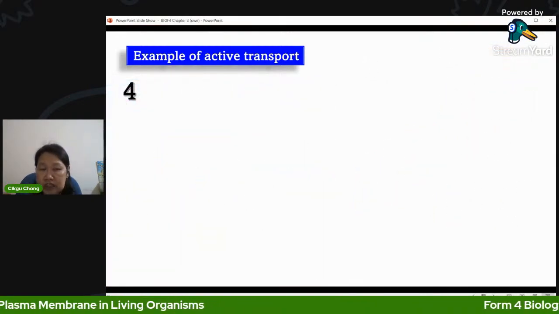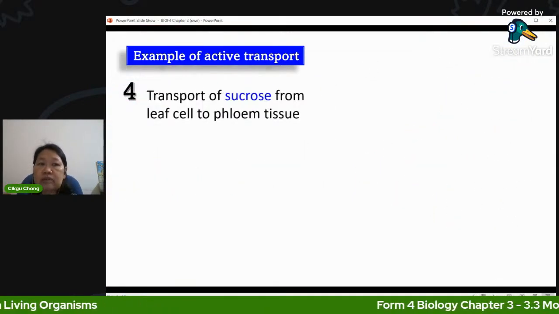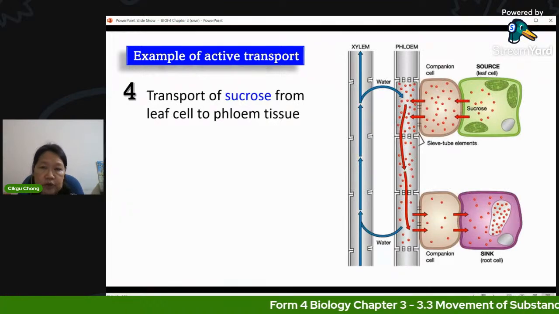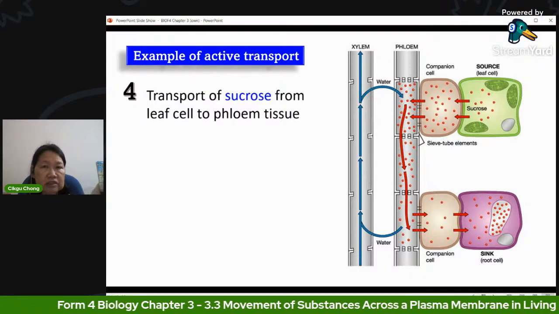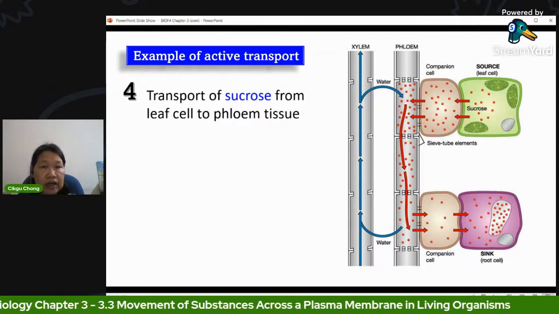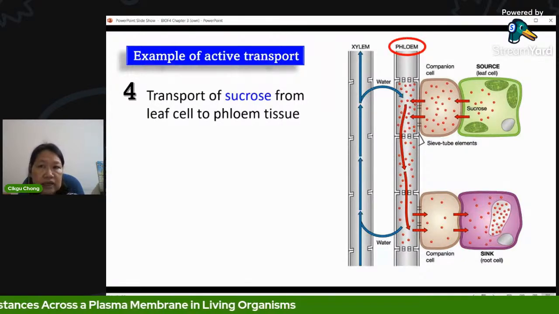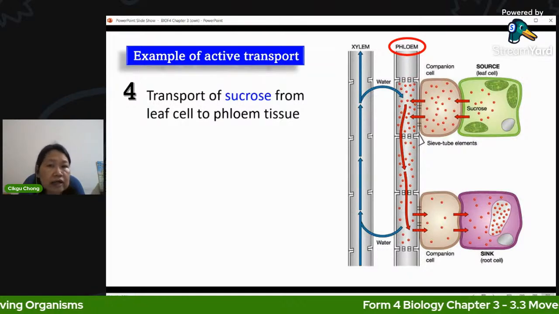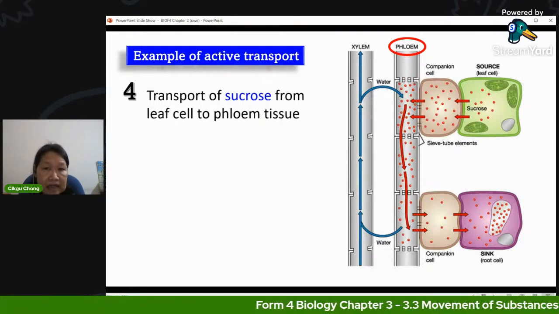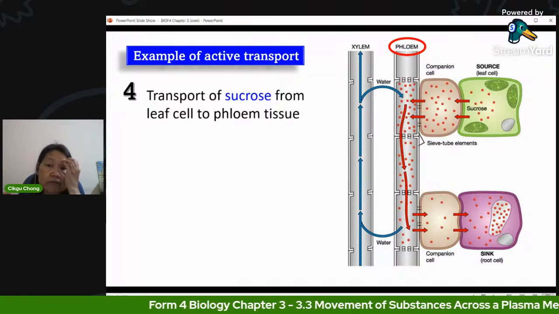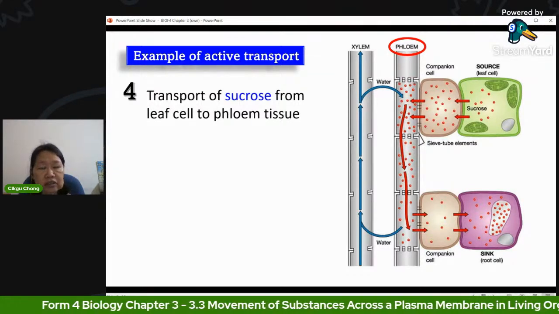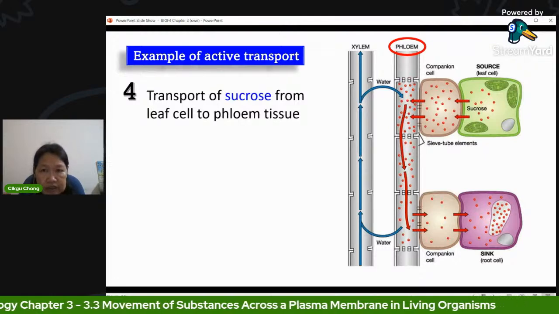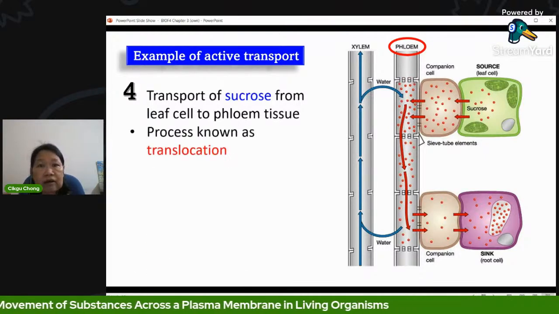Example number 4 for active transport: transport of sucrose from leaf cell to phloem tissue. You see the one in green here is going to the leaf cell. As you know, the leaf cell is the cell that produces food. It carries out photosynthesis. So the food is made inside the leaf cell, and it's not stored there because it has to be transported to other places of the plant that do not make food. For example, flower, or the roots, or any part of the stem, or any other areas. So it has to go through the phloem.